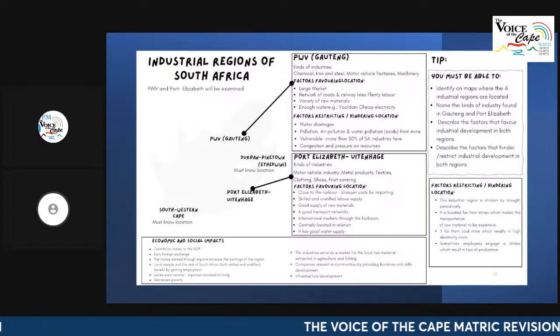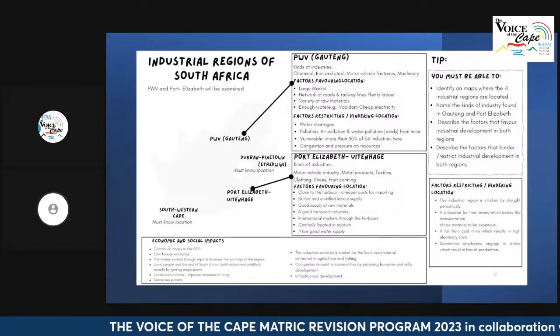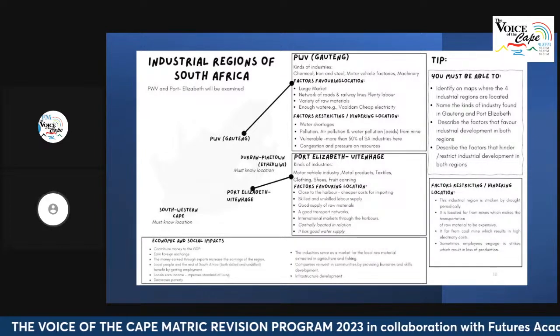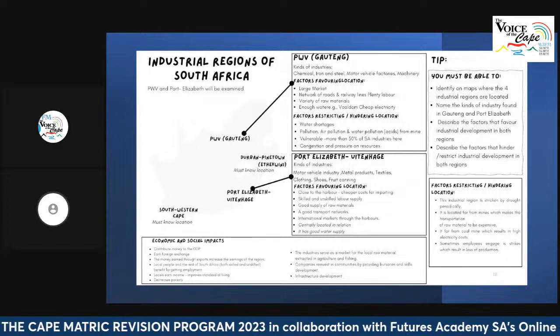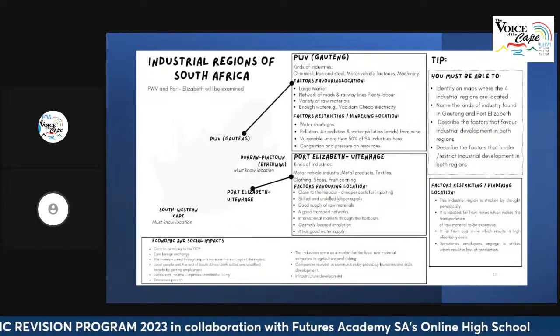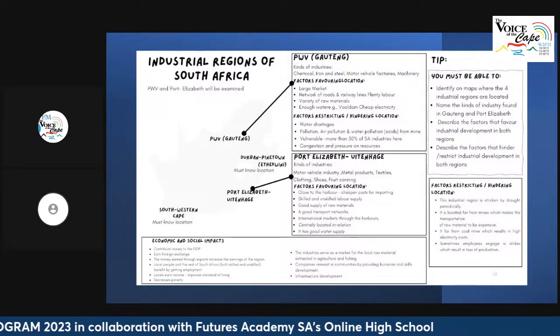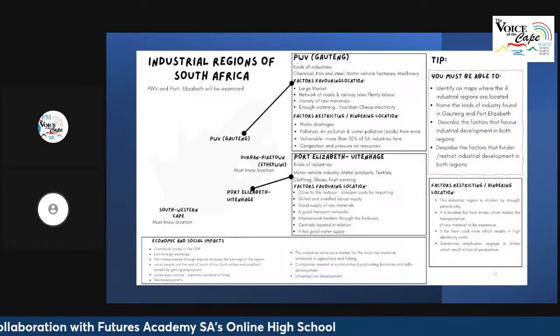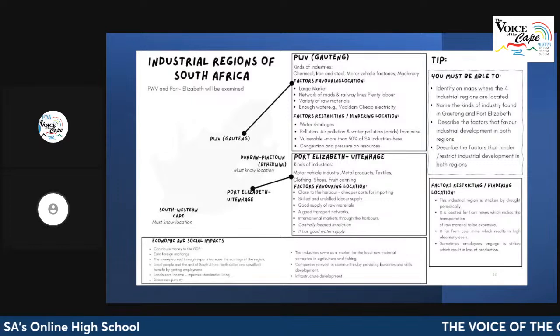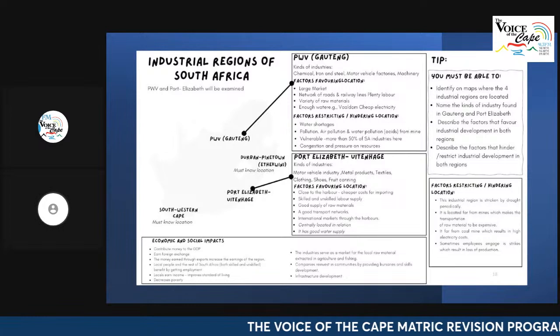You then also need to know the economic and social impacts. So, economic impacts would be how does it contribute to the economy of South Africa? Social impacts would obviously be that more employment would be available. That means that you would be able to afford a house, you would be able to afford certain luxuries, etc. All of that comes under social.